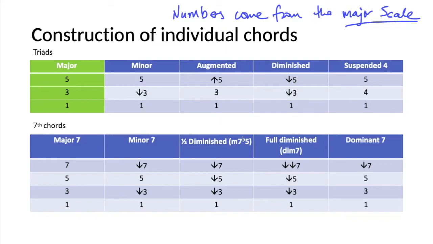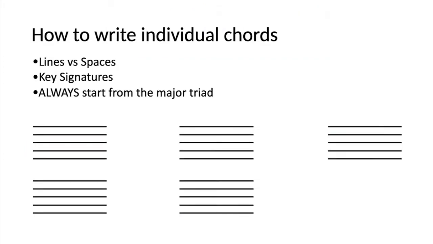And the last one, the dominant 7th. The first note of the scale, the 3rd note, the 5th note, and the lowered 7th. Now, of course, each of these chords will have a different function depending on the key, but that's why we're talking about individual chords and just how we construct them out of context. Okay, moving on. How to actually write these individual chords. So lines versus spaces. If your first note is on a line, all the other notes will be on a line. If your first note is on a space, all the other notes will be in a space. Key signatures, you don't need them, but you need to know them.